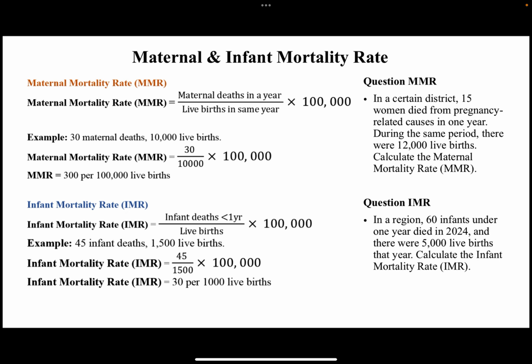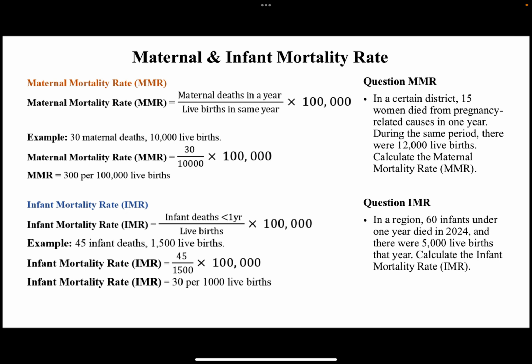Now, let's do our first example. In a certain population, we have 30 maternal deaths and 10,000 live births. Let's calculate the maternal mortality. That will be 30 over 10,000, then you multiply by 100,000. The answer is interpreted this way: 300 per 100,000 live births.